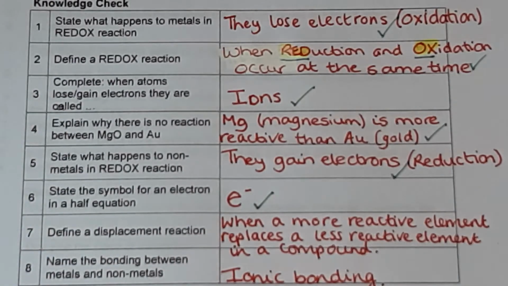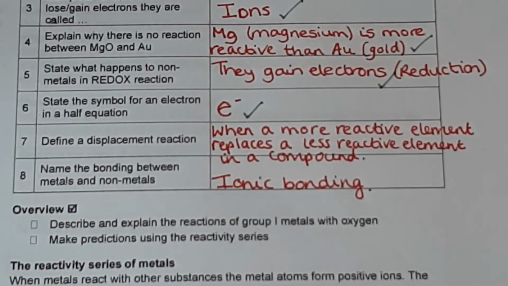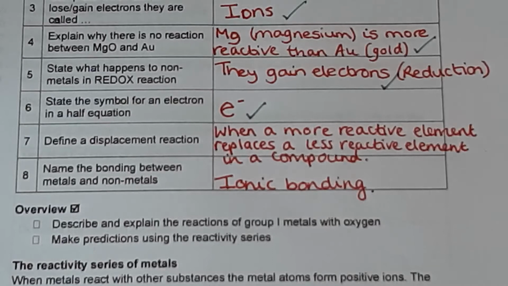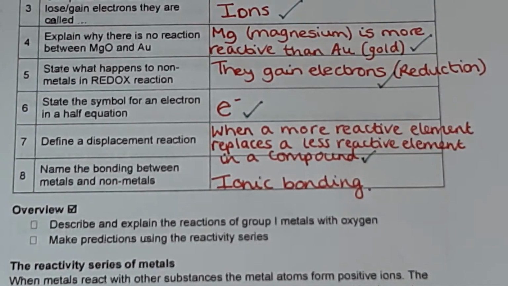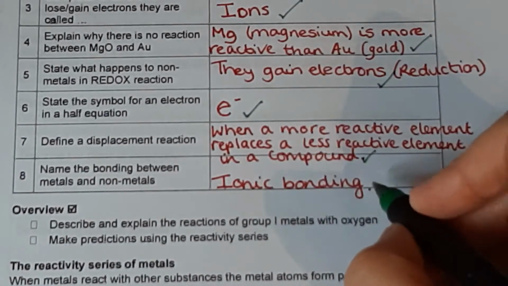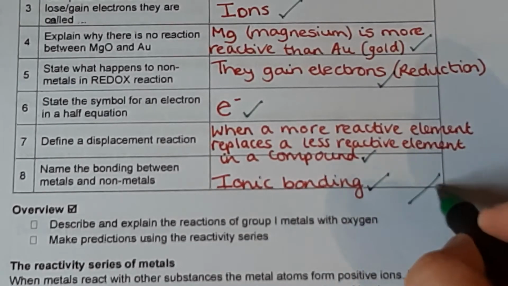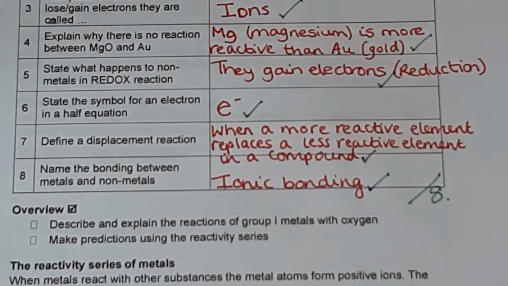Question 7. Define a displacement reaction. So a displacement reaction is when a more reactive element replaces a less reactive element in a compound, such as oxygen moving from a less reactive metal such as copper to a more reactive metal such as iron. Question 8. Name the bonding between metals and non-metals. Well, that is ionic bonding. So give yourself a mark out of 8, please, and then we're going to move on.